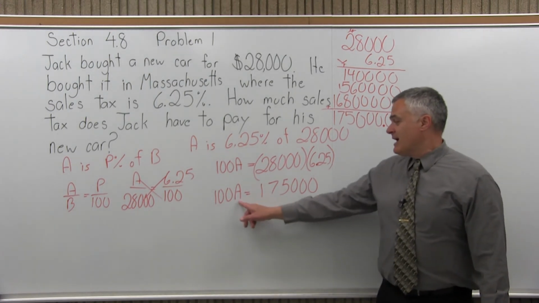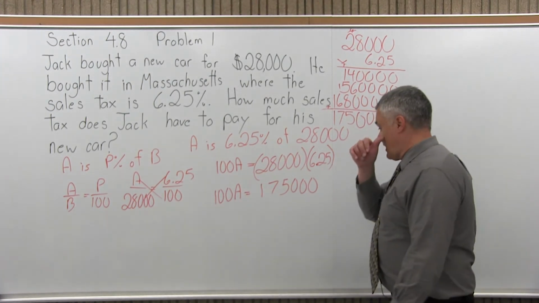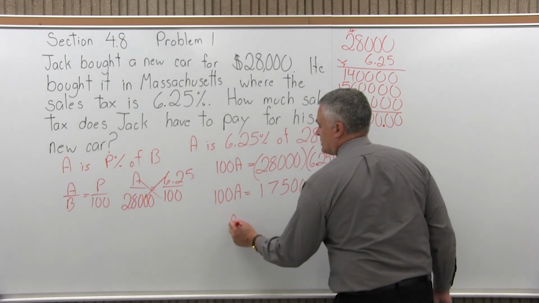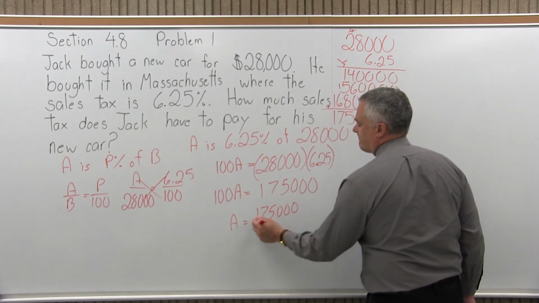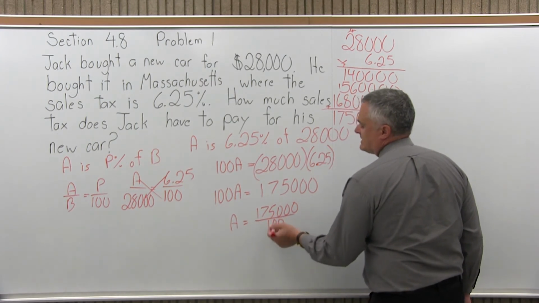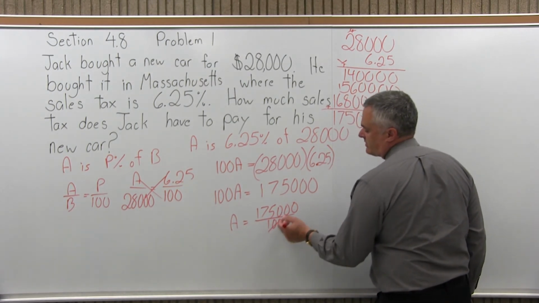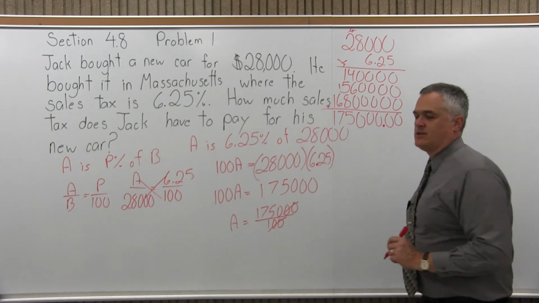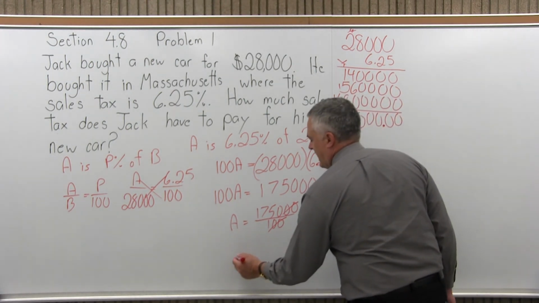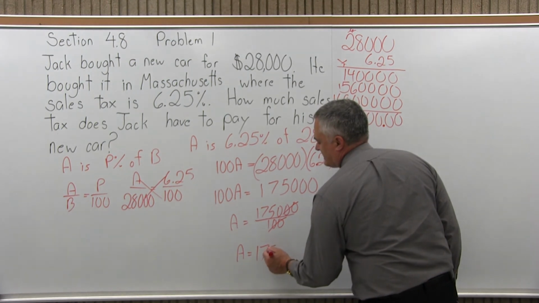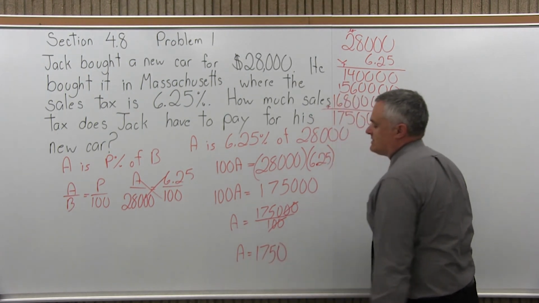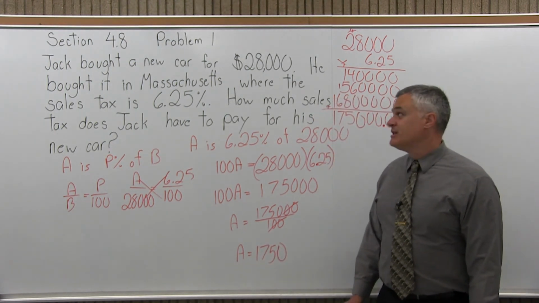Now, to find A, I want A, not 100A, so divide by 100. So A equals 175,000 over 100. And now that division is easy. The 2 zeros in the 100 cancel 2 of the zeros in the numerator. And what we have then is A is 1,750. So that would be the sales tax.